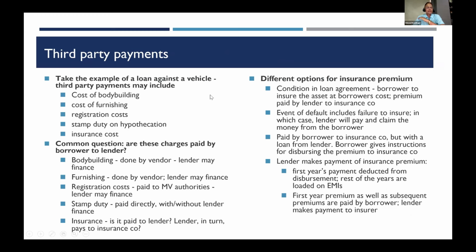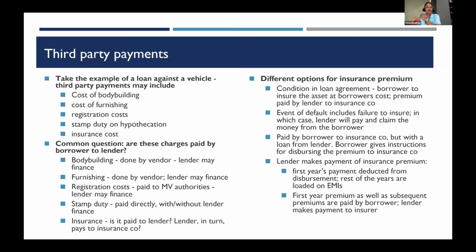So a loan may include, say in case of a vehicle, the cost of body building, cost of furnishing, registration cost, stamp duty on hypothecation, insurance cost. A common question is, if it's done by the vendor, body building, who is supposed to make payment to the body builder? Is the lender making a payment to the body builder? No. These are costs that would have been incurred by the borrower. But for the loan also, the vehicle would have undergone body building. So as long as the payment was due from the borrower to a vendor, it's not a part of the loan offering. I'm not offering body as a part of my loan.